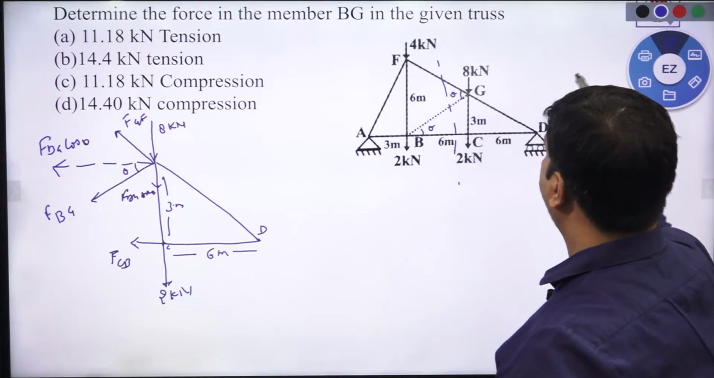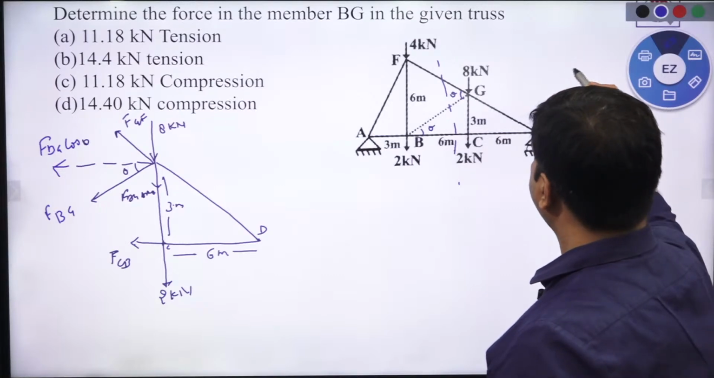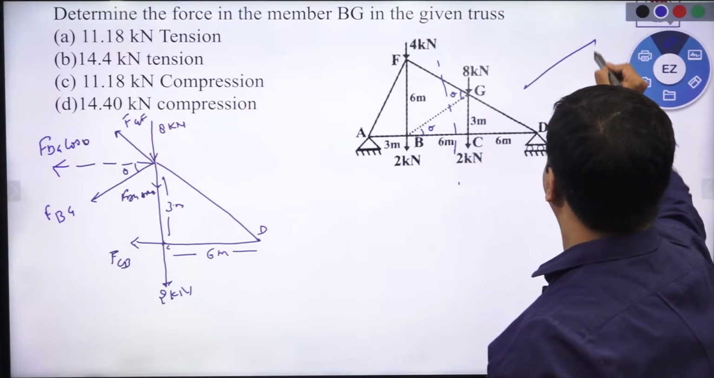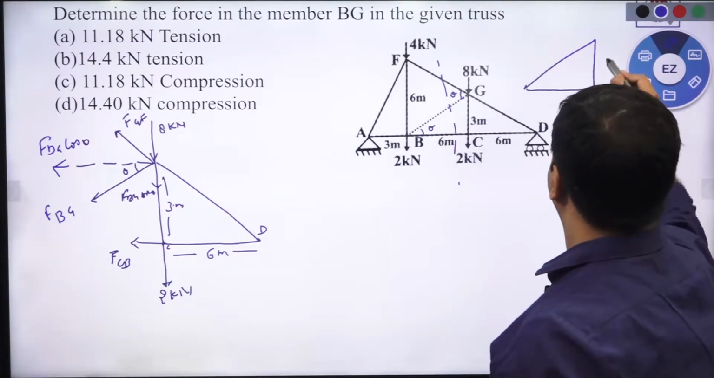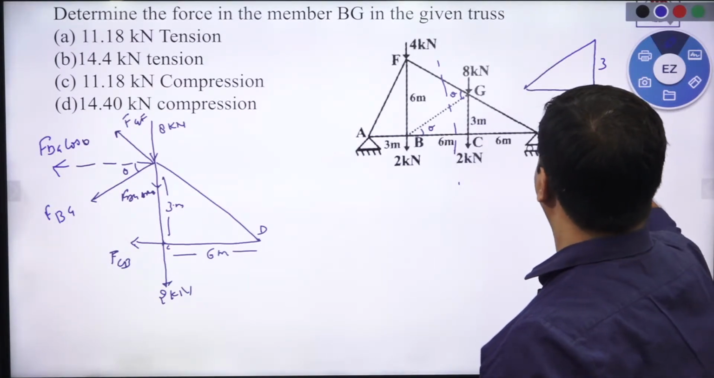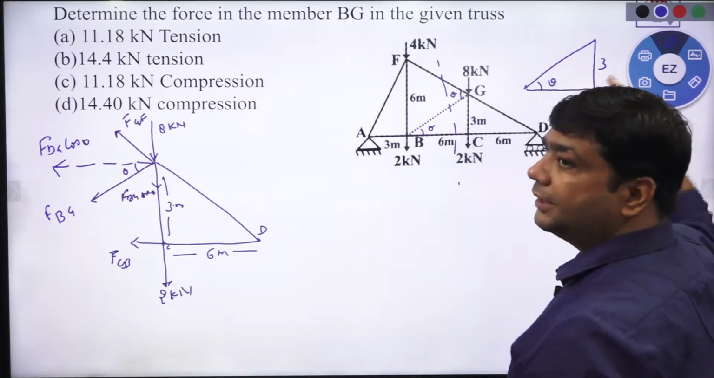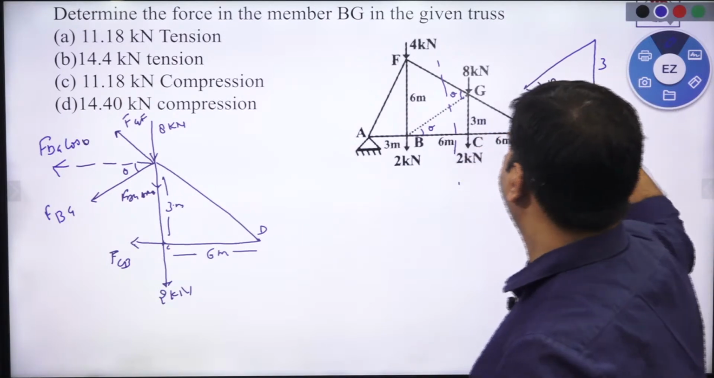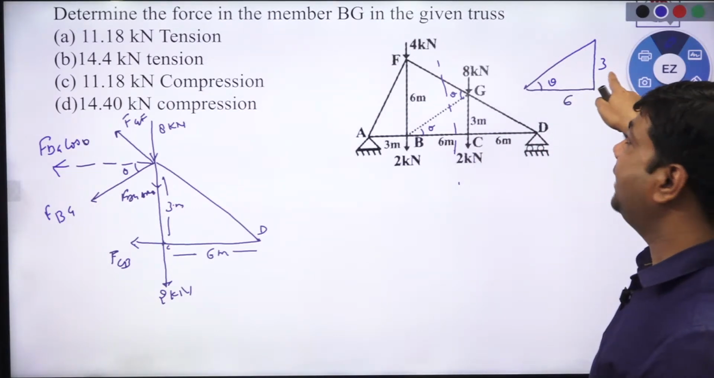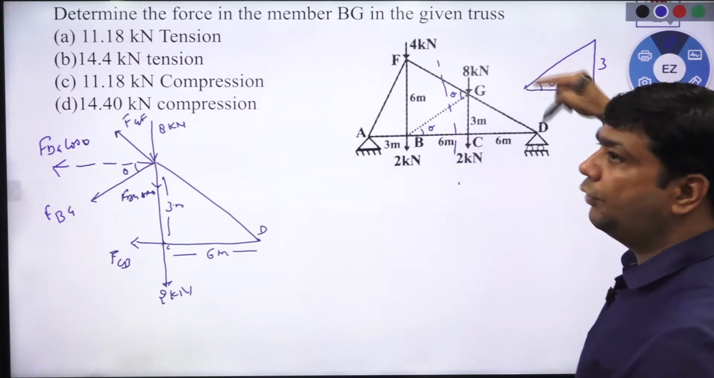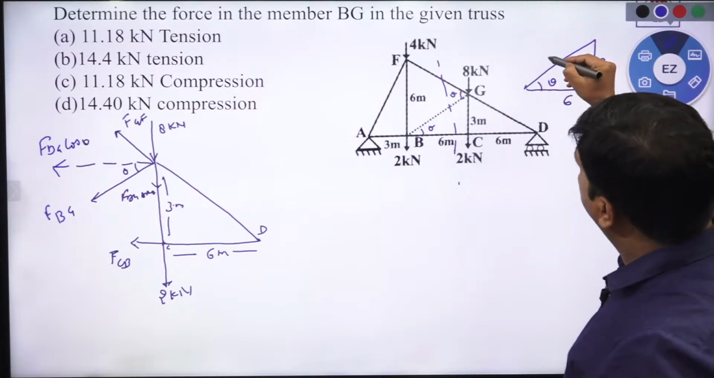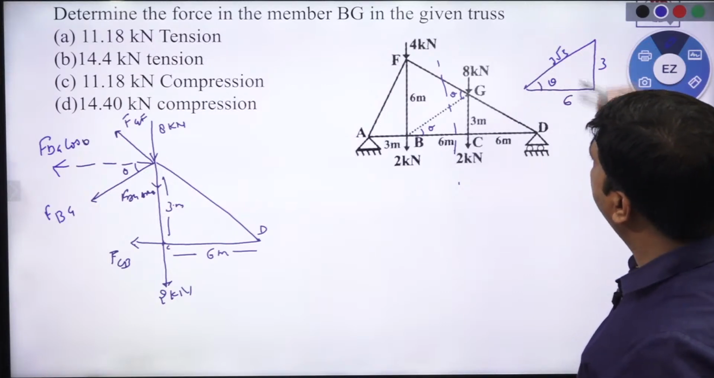So if you draw the triangle like this, this is 3 meter, this is 6 meter, and this is theta. So this is 3, this is 6. 3 squared or 6 squared? 6 squared is 36 plus 9 is 45. So this came to be root of 45, that is 3 root 5. So this thing came to be 3 root 5.